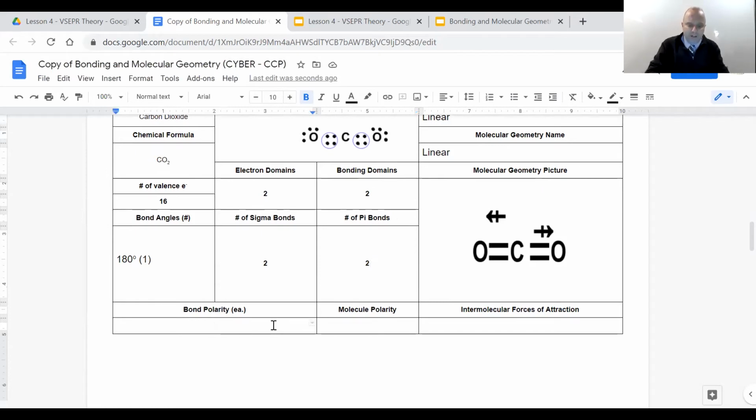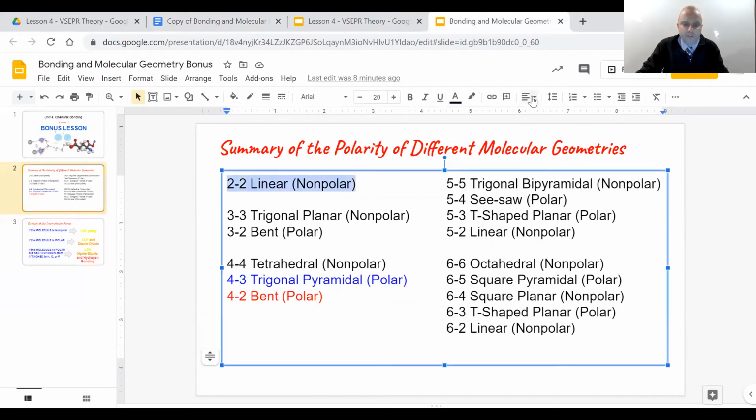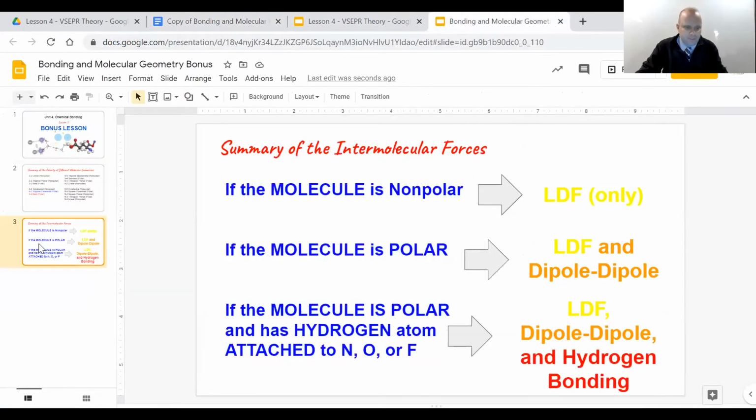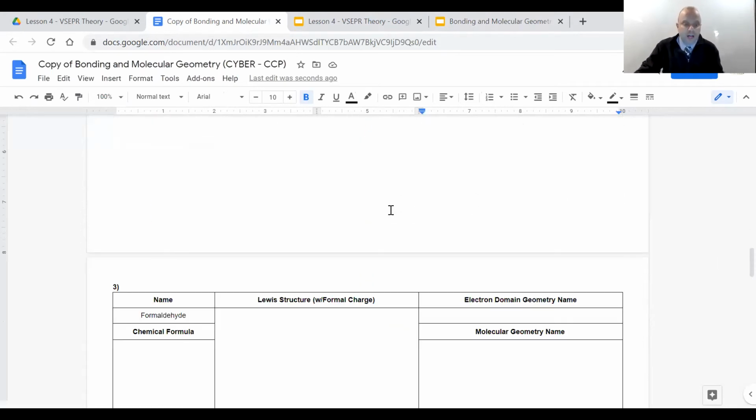The next one, the bond polarity, we're going to say is polar. The molecule polarity, let's go back to our little cheat sheet here. The molecule polarity for a 2,2, it says is nonpolar. So in this box, this will be our first example where we have a nonpolar. And then over here where it says intermolecular forces of attraction, for a nonpolar, here's our cheat sheet for that. If the molecule is nonpolar, LDF only. Okay, so in this spot, we're putting LDF and nothing else. So that completes example number 2 on the bonding and molecular geometry homework.